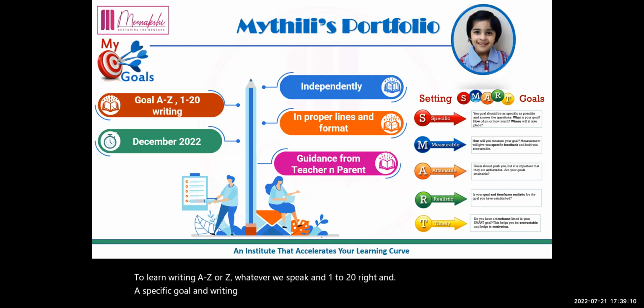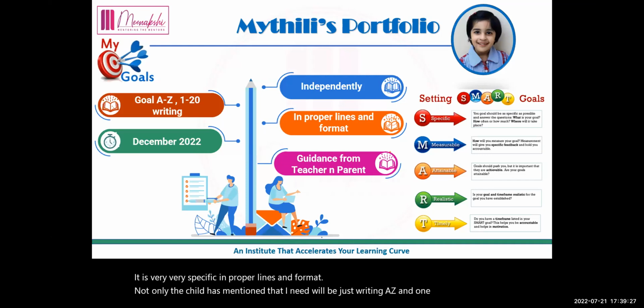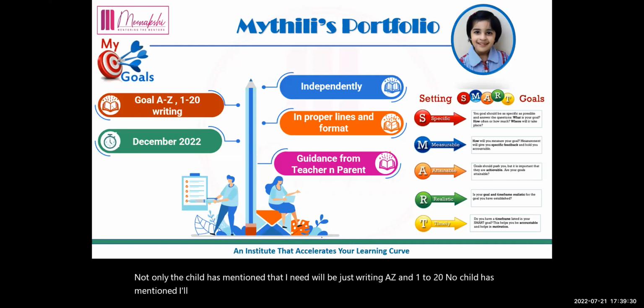This is measurable. The child says, "I want to write independently, not with the help of my mother or teacher." And then it is very, very specific in proper lines and format. The child has not only mentioned that they will be writing A to Z and 1 to 20. No, the child has mentioned, "I'll be writing independently. I'll be writing in proper lines and format."